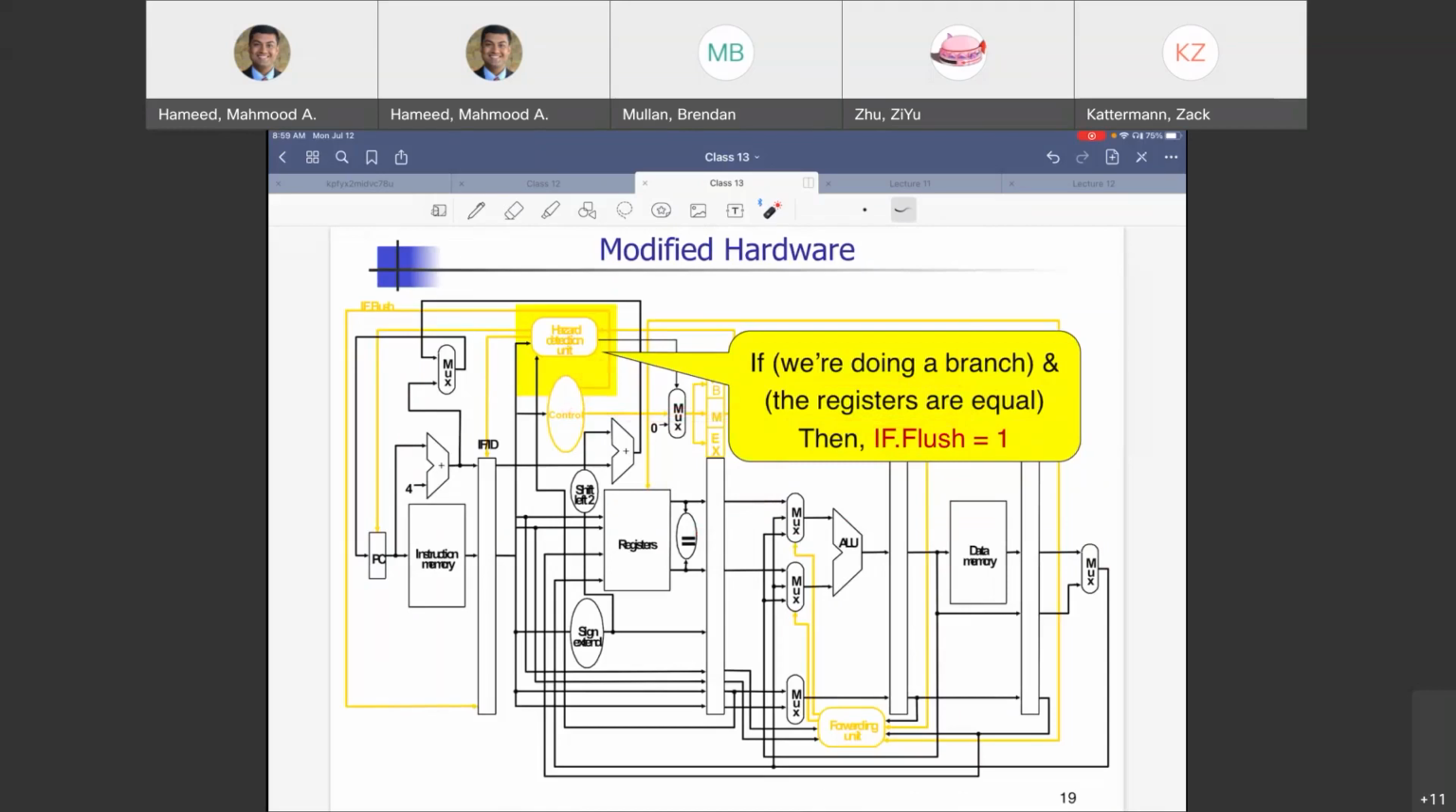You guys agree with that? Branching is one of the control signals that gets decoded, so that information is available from the control unit itself. But whether the registers are equal or not is going to be the output of the comparator. So those two things are going to function as input to the hazard detection unit. And if you are branching and the contents of the two registers are equal, then you simply set the flush signal for the instruction that you just fetched to 1.